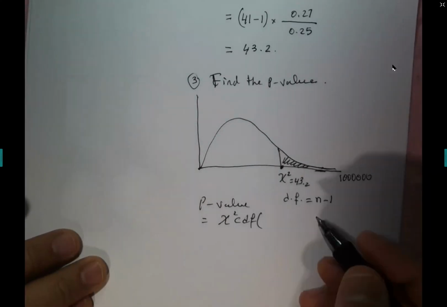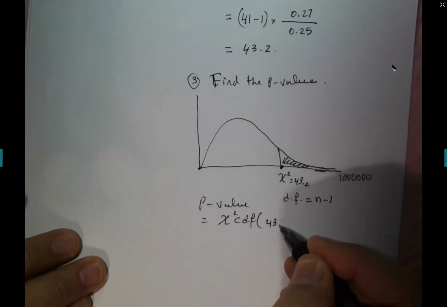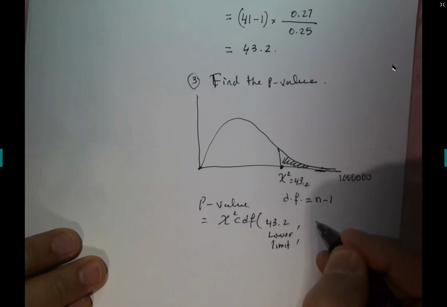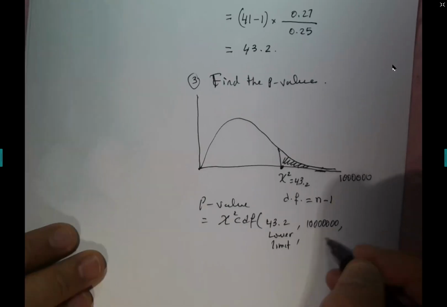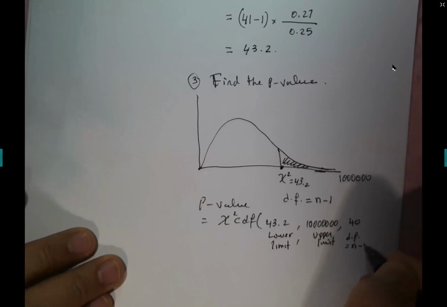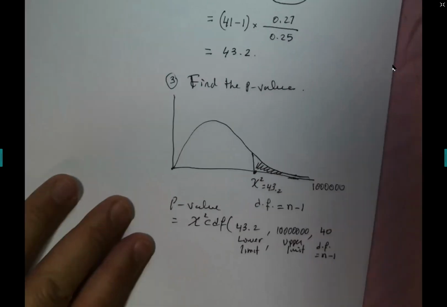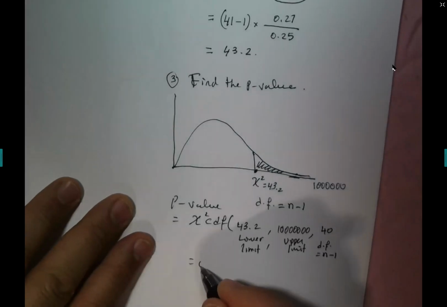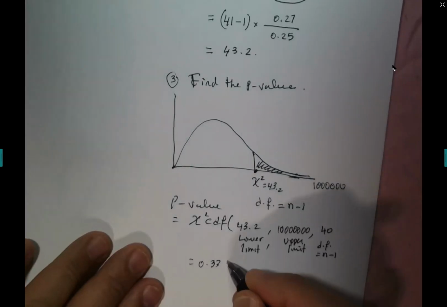So chi-square CDF will be 43.2 lower limit. Let me write it down. Upper limit will be 1,000,000. Put a trillion, guys, put whatever number, just make it big. And I think the one in the assignment is a right tail test, so just follow what I'm doing right here. And degrees of freedom, guys, is 40, which is degrees of freedom equals n minus 1. There you go. And you got the p-value, 0.3362. And I'm done with technology.